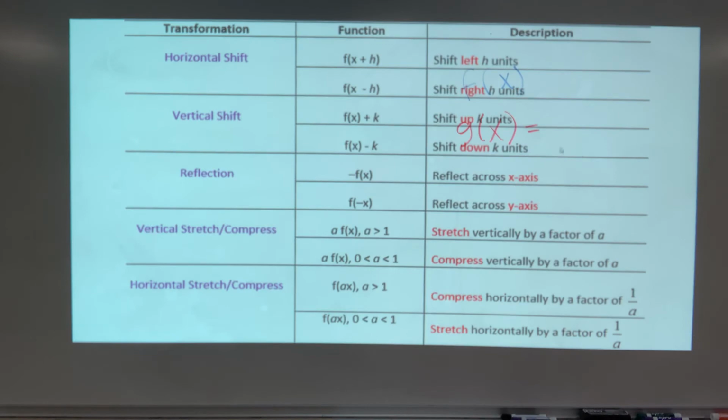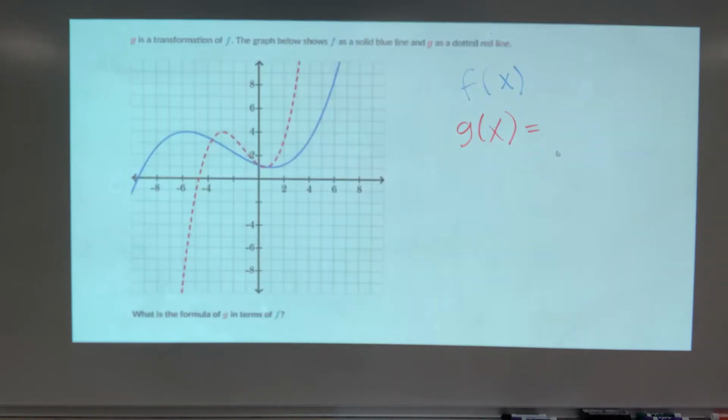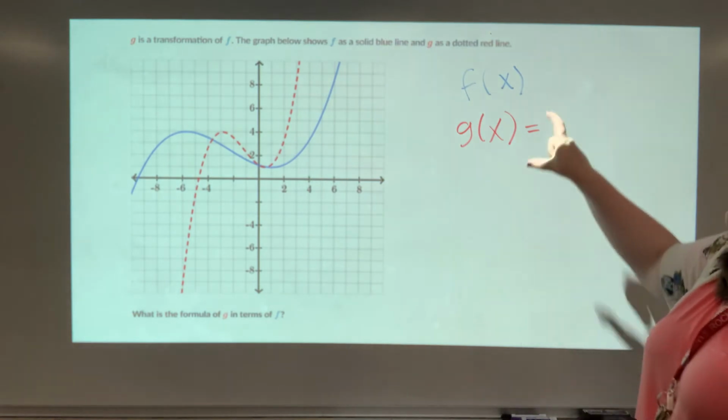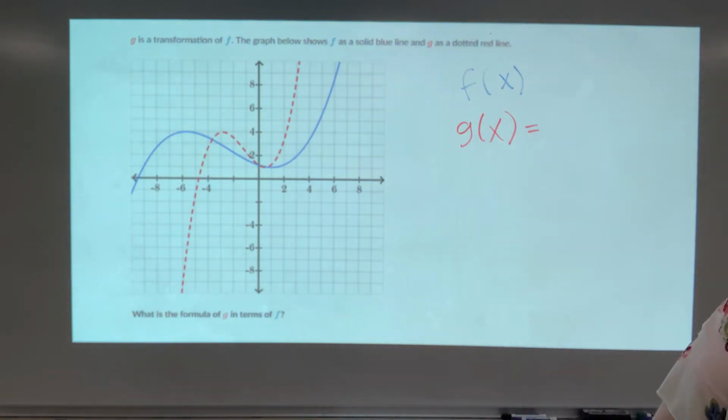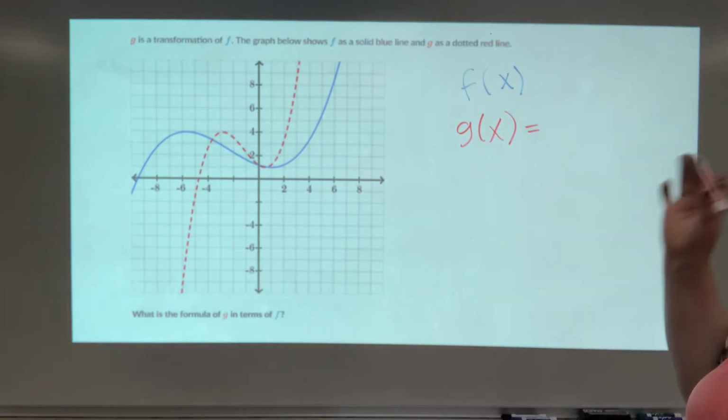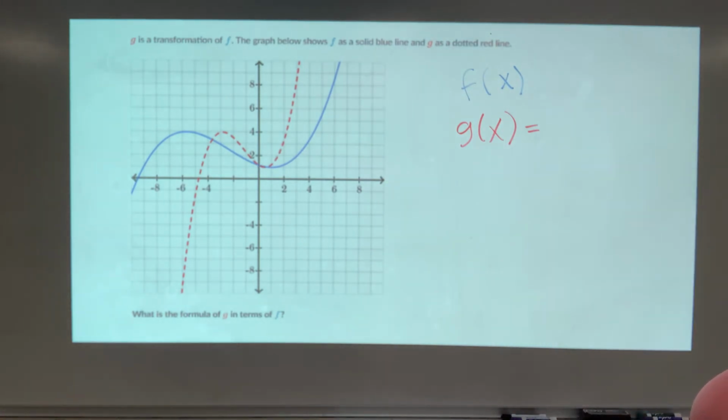Oh, and then that was it if we need to go back and review it. So what about this? G is a transformation of f. It's the same thing. My original function is f of x in blue. G of x is the transformation rule that I want to write. So what's happening with these guys? All right, I'm looking here.